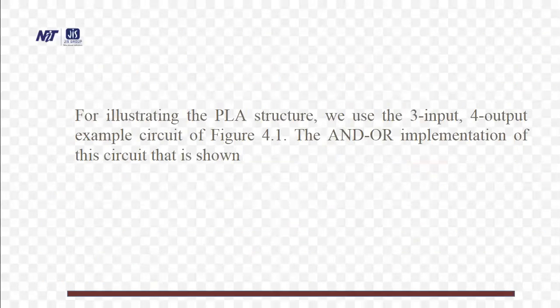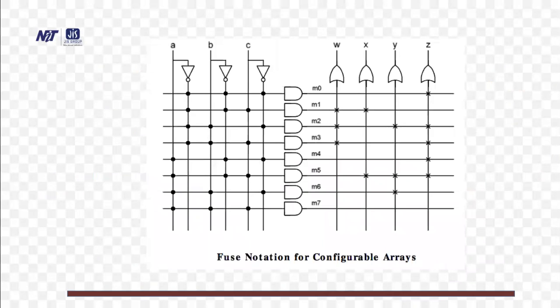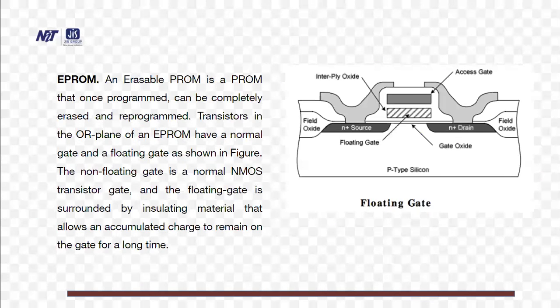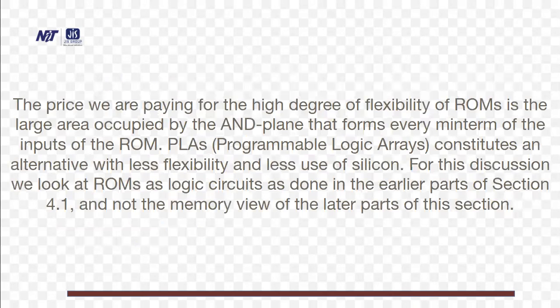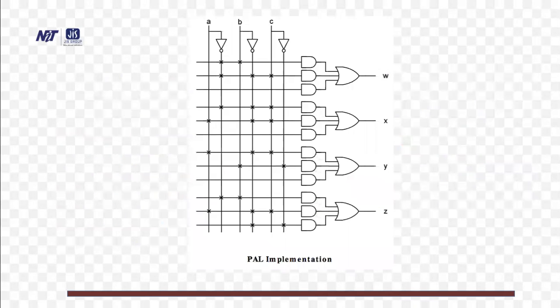So you have some idea, we have already studied this one. AND gate in the input and OR gate at the output. So ABC is the input and W, X, Y, Z the output. So PAL implementation is ABC is the input, W, X, Y, Z is the output. So it is implemented by using AND gate and at the output OR gates.